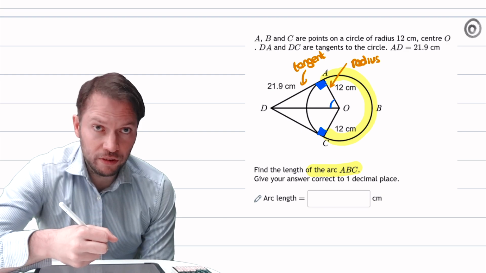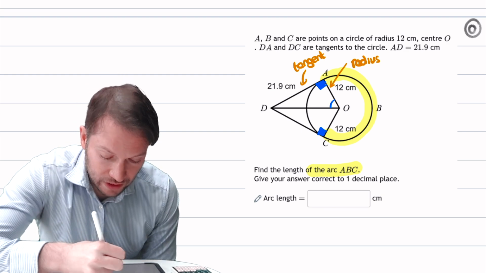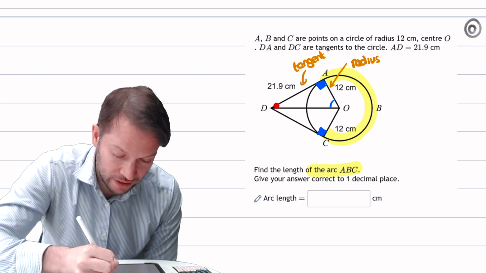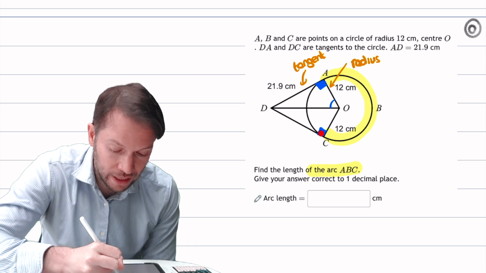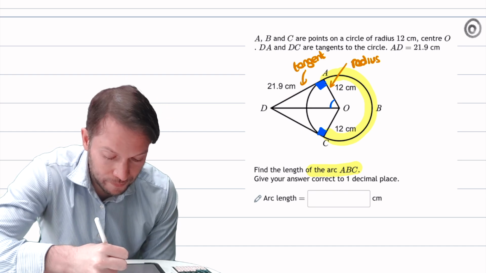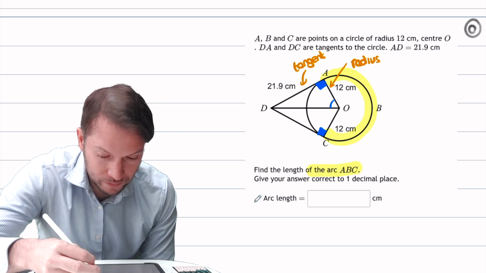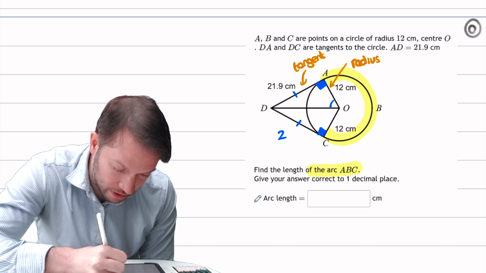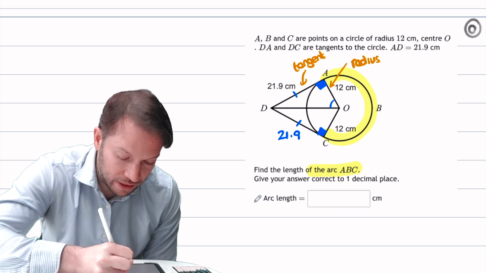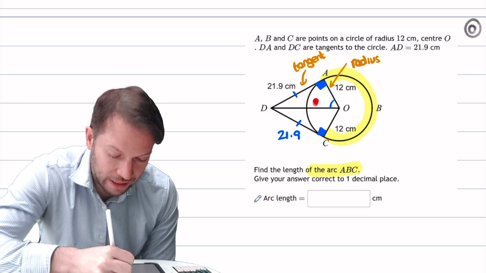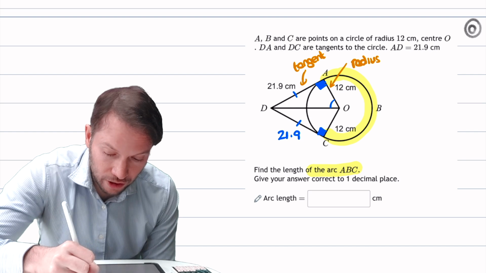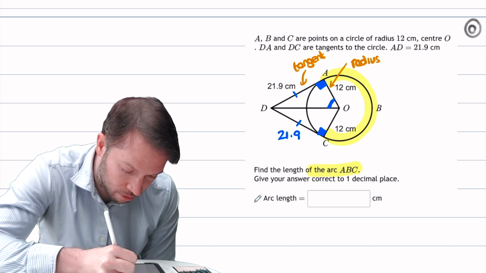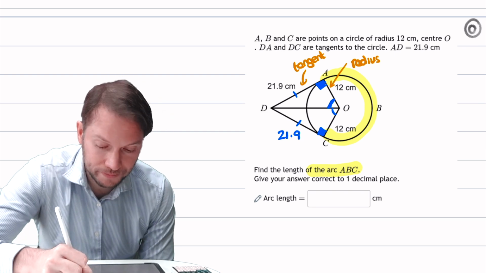And another circle theorem that's relevant here is that the tangents from a point to a circle, so from the point D, the tangent to this point here and this point here, they're the same length. So this length here is the same as this length here. So we can mark those as equal. So that means this is also 21.9. And that means these two triangles are exactly the same. They're congruent, we say. So whatever that blue angle is here, we've got the same angle here. So we can just double that angle.